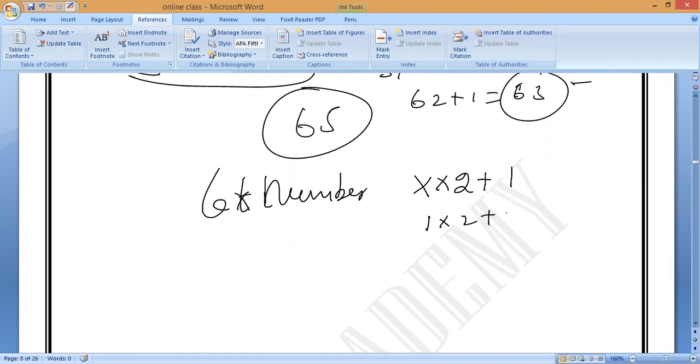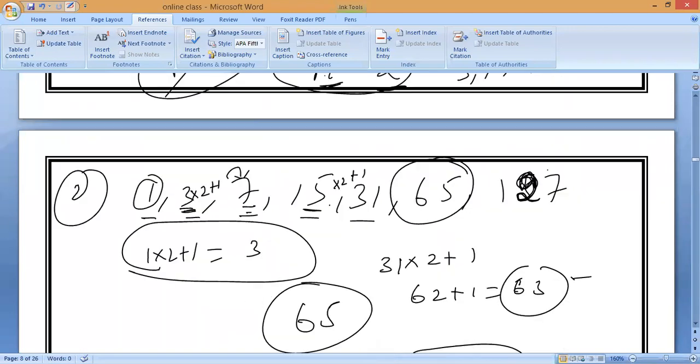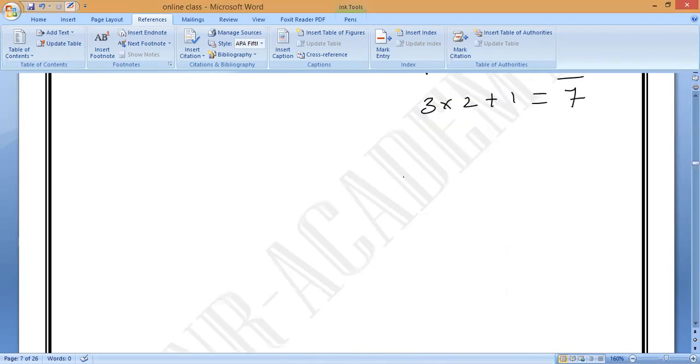So 1 into 2 plus 1 gives you 3. The same way, next, 3 into 2 plus 1 gives you 7. Correct or not, all of you? Yes, sir. What is the pattern behind here? x into 2 plus 1. The odd one is 65. Able to understand it? Arvind, Karthikeyan, everyone, that is what the question is.